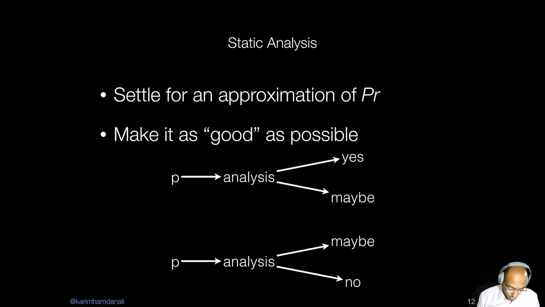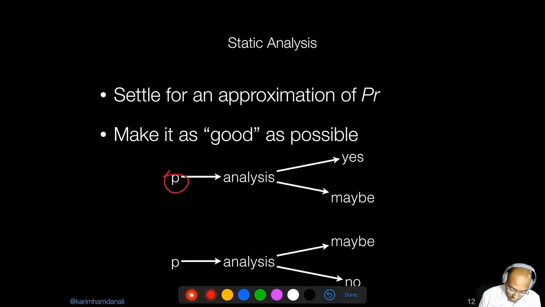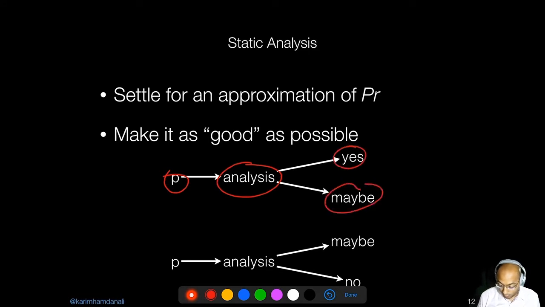And the reason is, you have a property P, and you have an analysis that you can run on it, and you can always answer a yes or a maybe, right? Alternatively, you can have the same property P, and you can run an analysis on it, and you can answer either a no or a maybe.